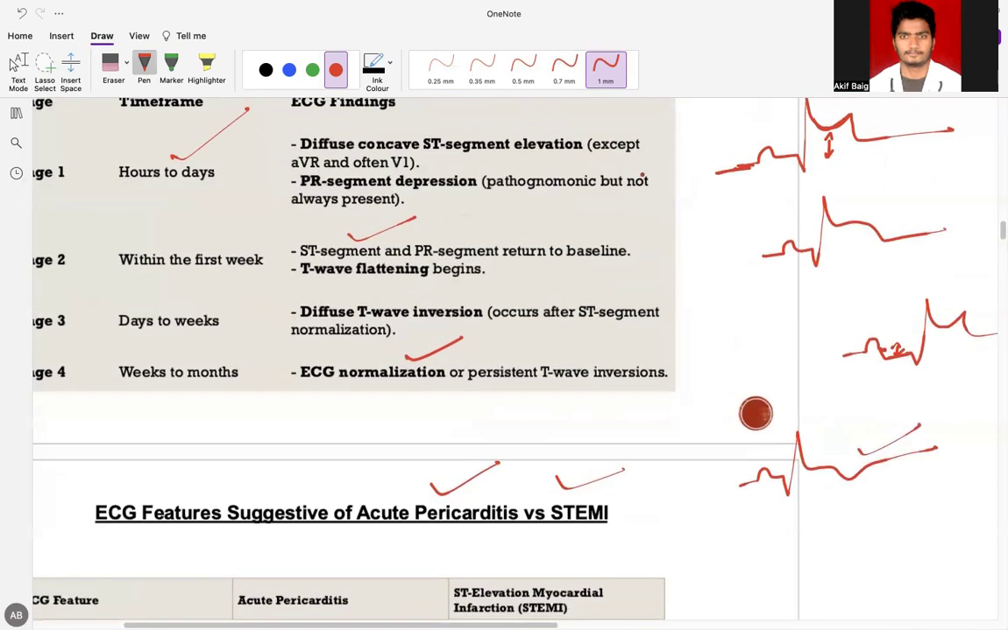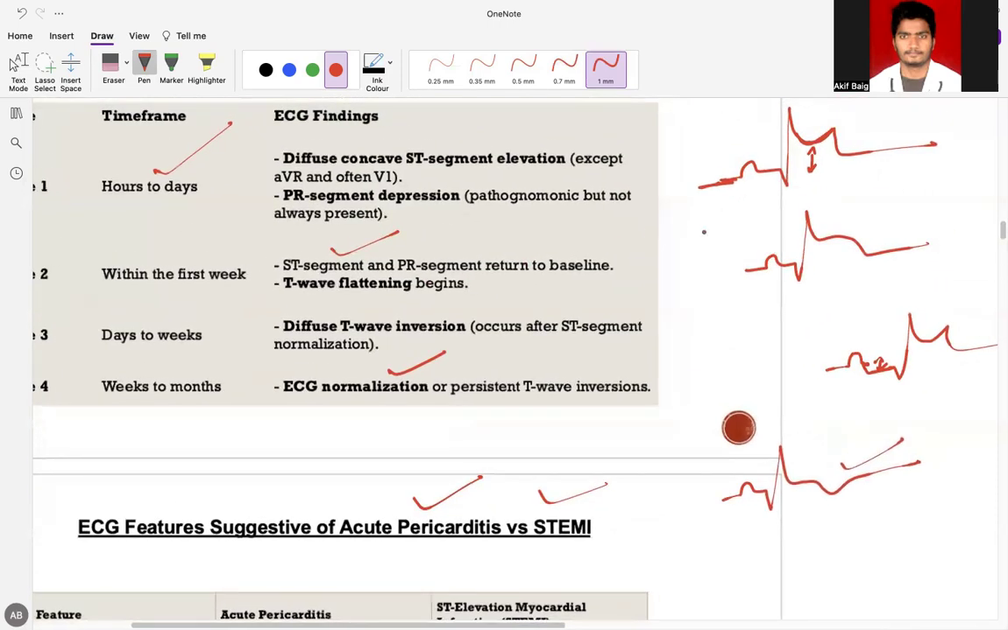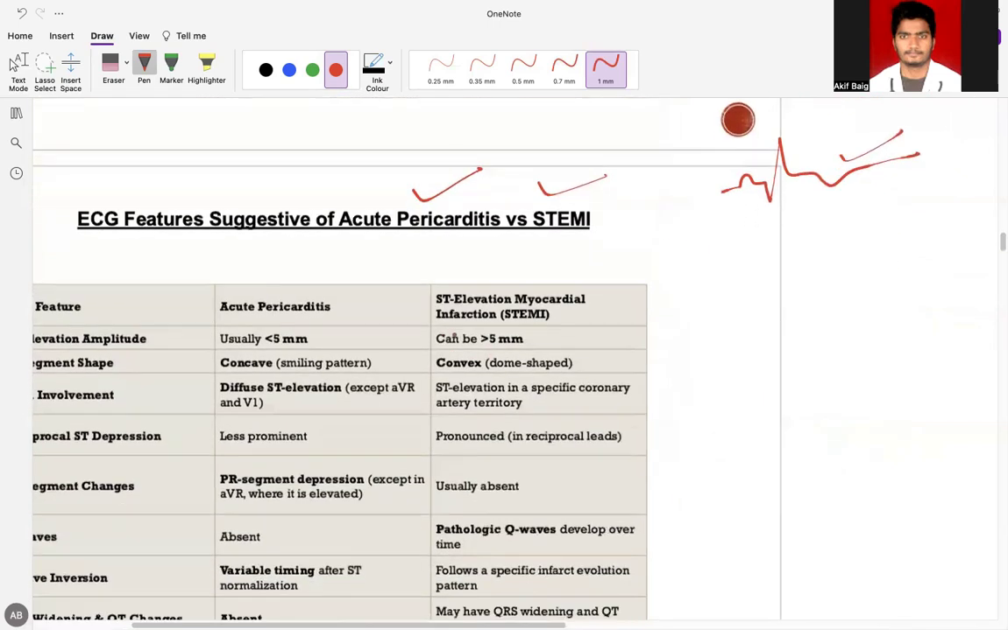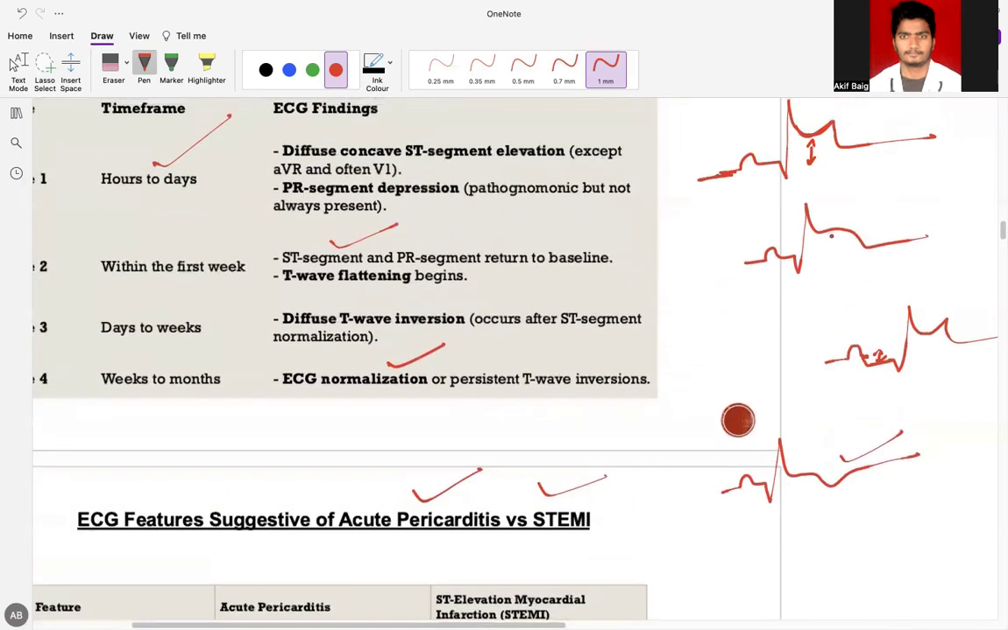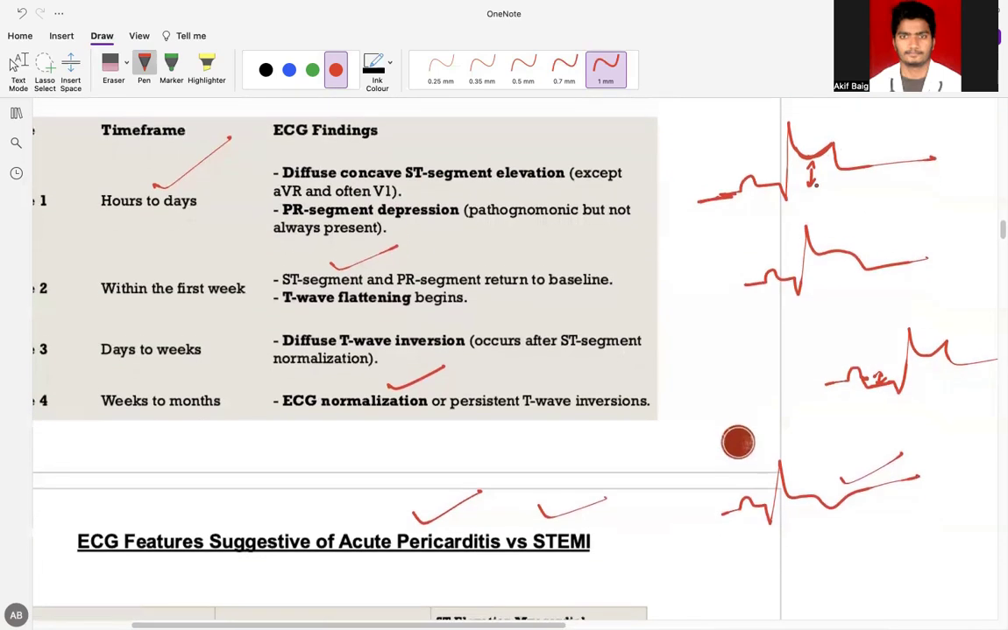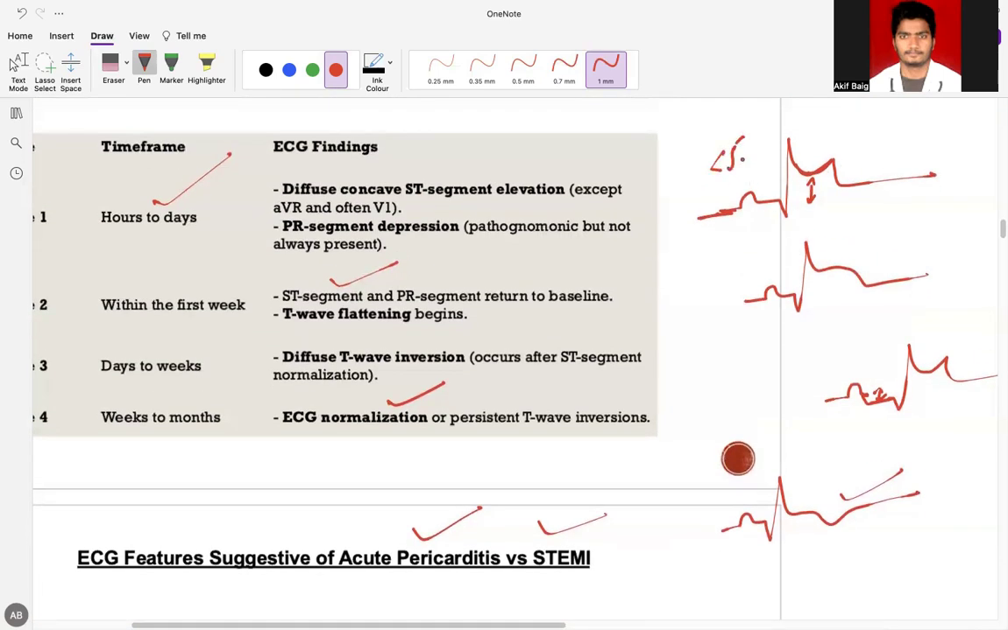So many times acute pericarditis can be suspected as STEMI because both ECGs look almost similar. But the important thing to remember here is that in STEMI there is the convex type, as I've said. This is the convex type of the STEMI, and this is the concave type in pericarditis. And usually the elevation is less than 5 millimeters in pericarditis and more than 5 millimeters in myocardial infarction.